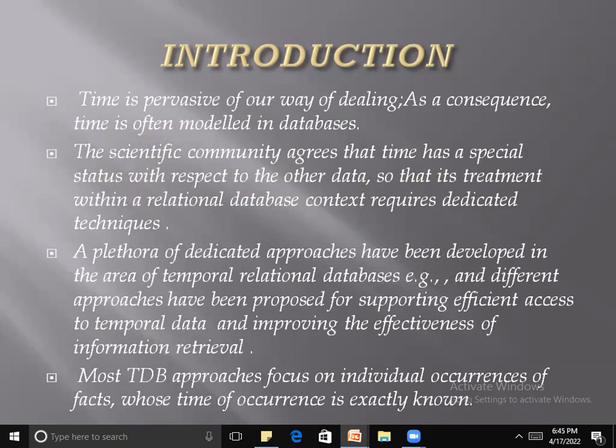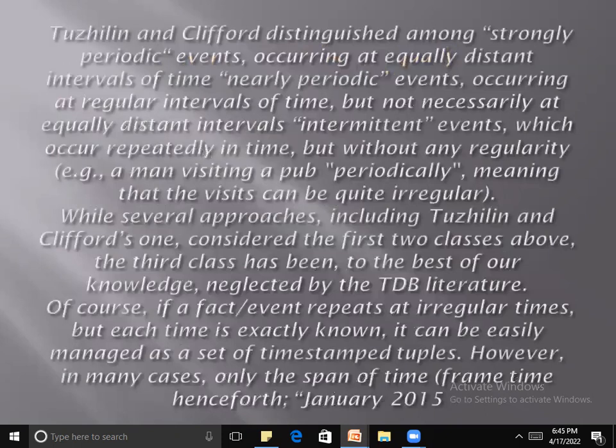Most TDB approaches focus on individual occurrences of facts whose time of occurrence is exactly known. Hill and Clifford distinguished among strongly periodic events occurring at equally distant intervals of time, nearly periodic events occurring at regular intervals of time but not necessarily at equally distant intervals, and intermittent events which occur repeatedly in time but without any regularity. Example: a man visiting a pub periodically, meaning that visits can be quite irregular.